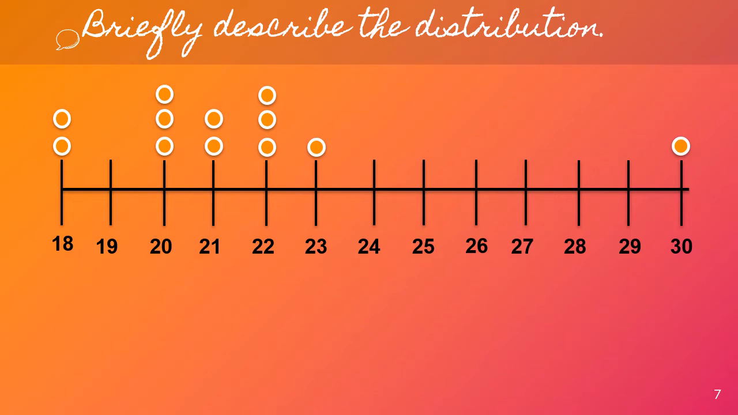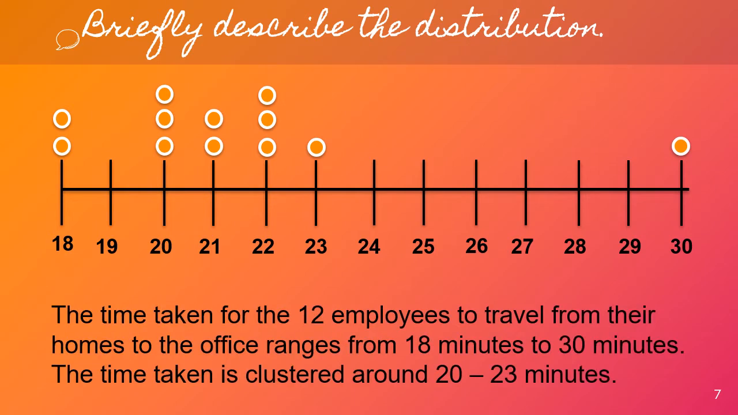Next, briefly describe the distribution. The time taken for 12 employees to travel from their homes to the office ranges from 18 minutes to 30 minutes. Then, the time taken is clustered around 20 to 23 minutes. Then there is an extreme value of 30 minutes, with 1 employee.